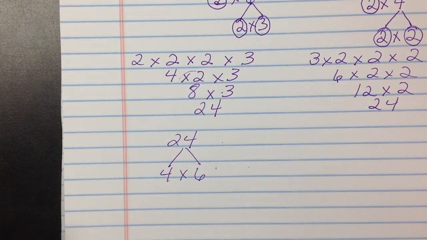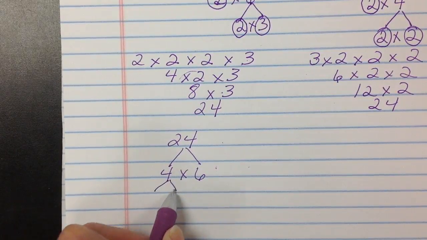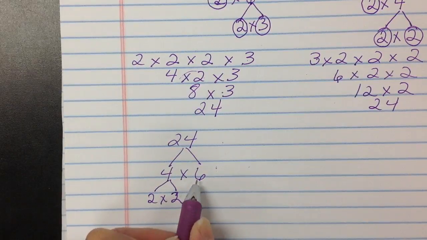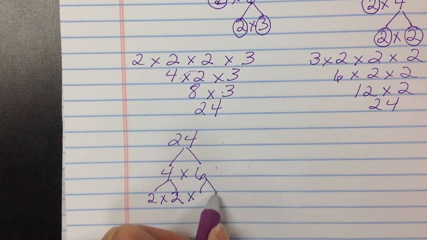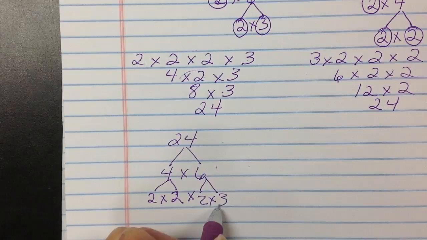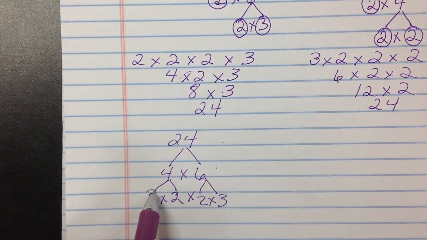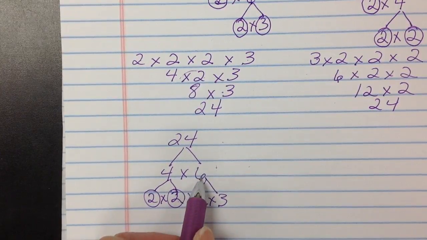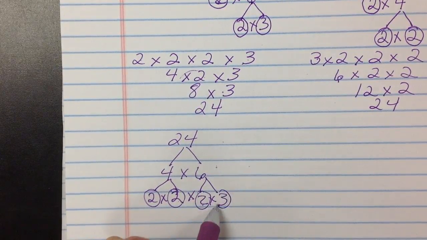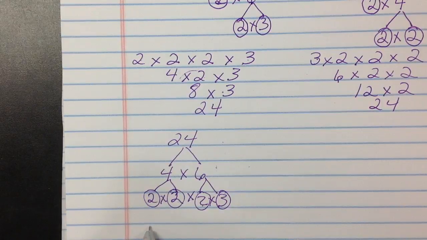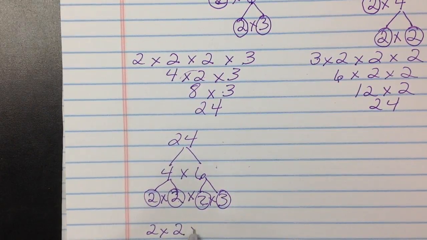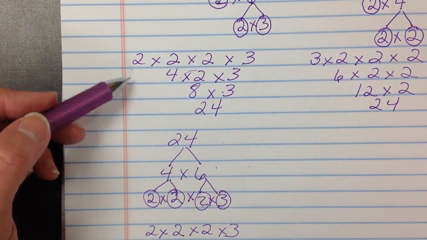Neither one of those are prime. So I know 4 is 2 times 2, and 6 is 2 times 3. Now they're all prime. 4 is 2 times 2, both prime. 6 is 2 times 3, both of these are prime. And so we get 2 times 2 times 2 times 3, which is exactly what we got up here.